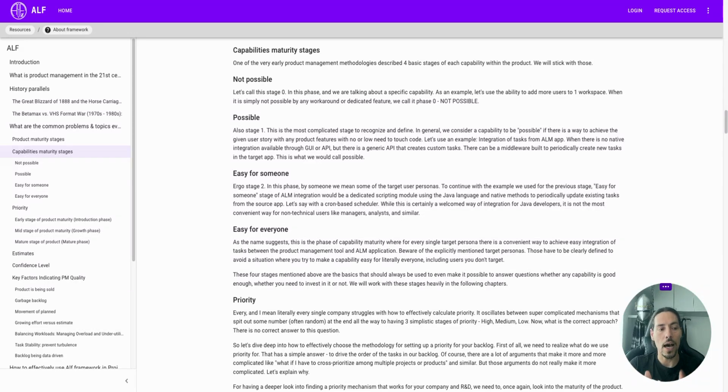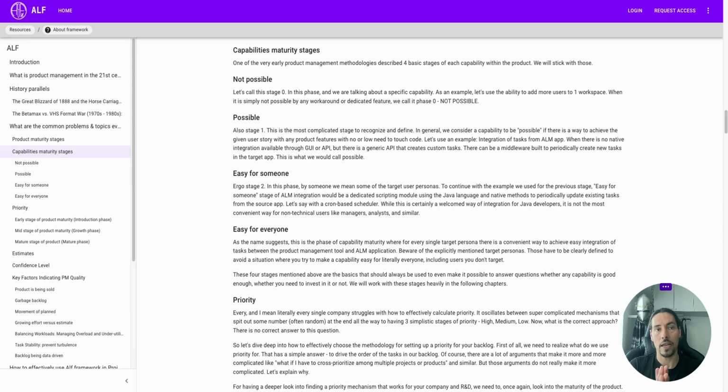And this is self-explanatory. It explains how a certain capability is available and easy to use for different types of people, different types of users, right? So from not possible, so AI doesn't understand the JSON format in your automation tool, all the way to having a simple translator or reader of the JSON format, all the way to having it easy for everyone, which means translating into GUI-based visualization. So that's an example.